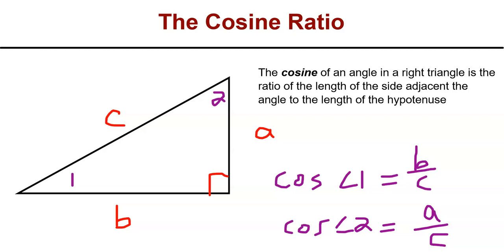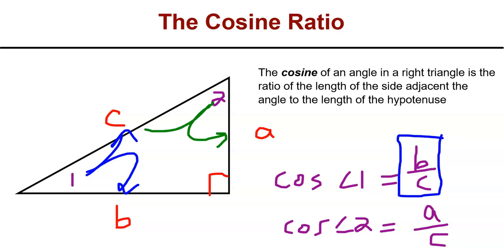So for angle 1 in cosine, the side adjacent to angle 1 is length B, and the hypotenuse is C. So the cosine of angle 1, abbreviated COS, is the ratio B over C. Similarly, for angle 2, the side adjacent to angle 2 has length A, and the hypotenuse has length C. So the cosine of angle 2 is literally just the ratio of A to C. Similar to sine in a lot of ways, but sine involves the opposite side to the length of the hypotenuse, and cosine involves the adjacent side to the length of the hypotenuse.